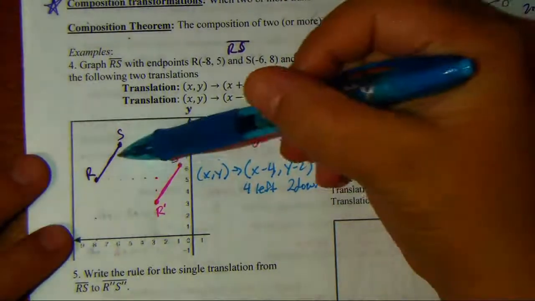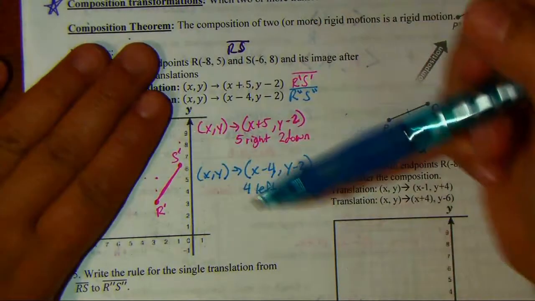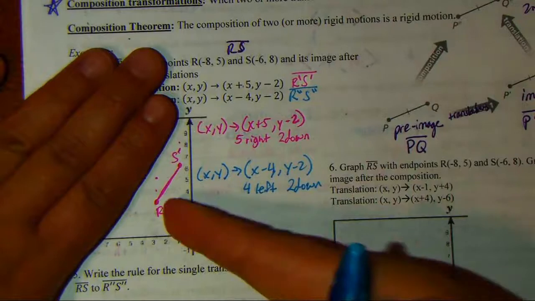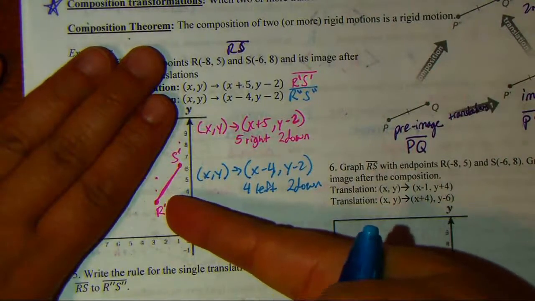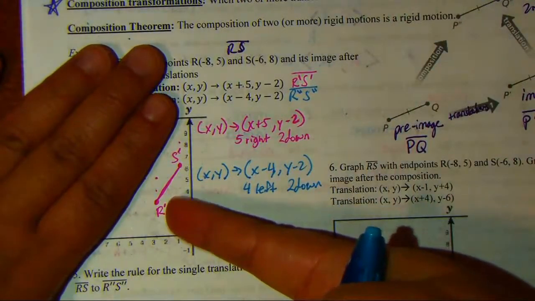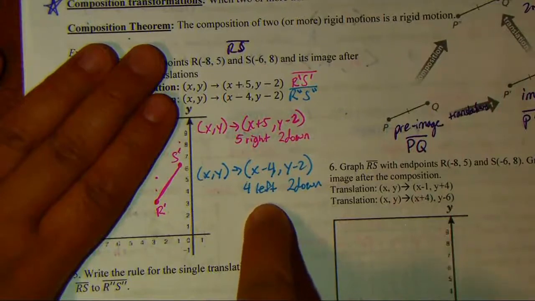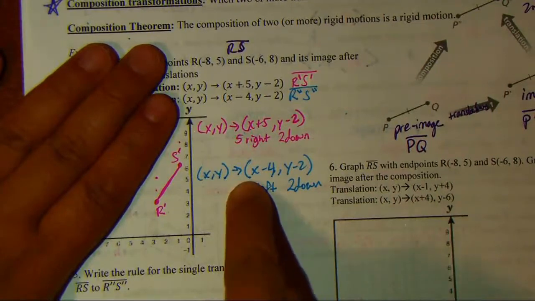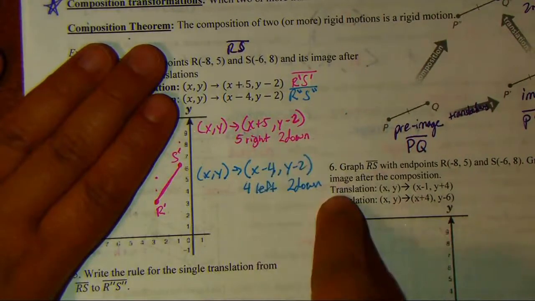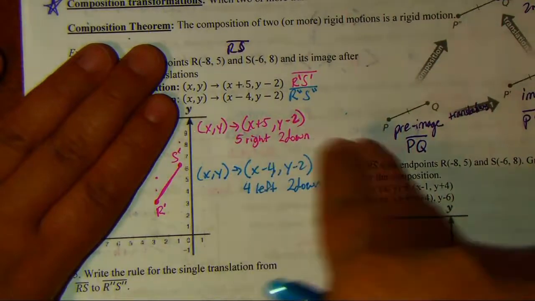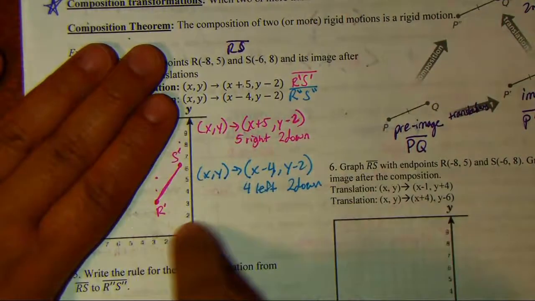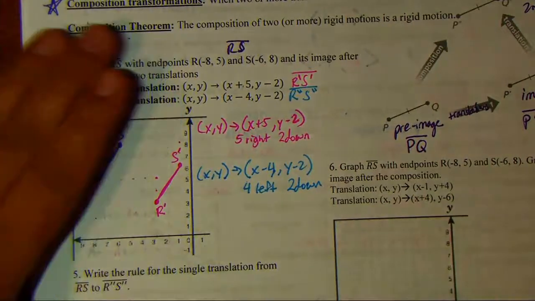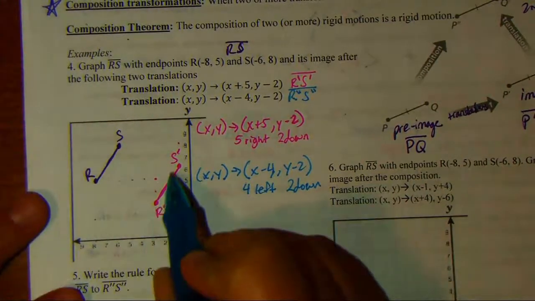So over here, now for this translation, the R prime S prime has become my pre-image, and this is going to be my image now. So once I move my R prime S prime 4 left and 2 down, I will get the image for this pre-image now. Okay, so now I'm moving my R prime and my S prime.